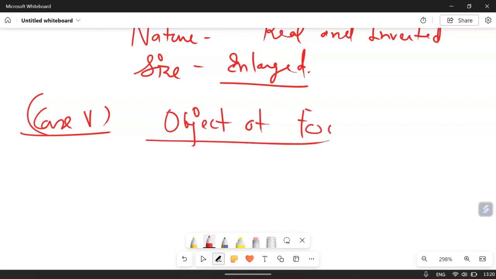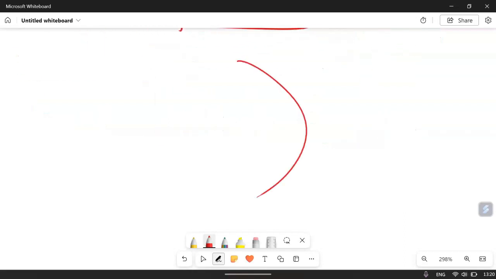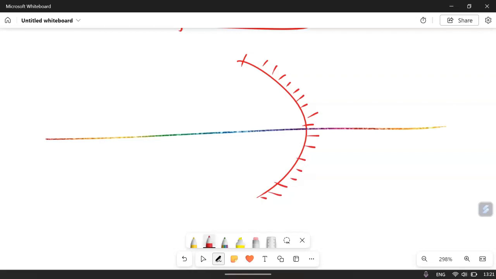Object at focus F. Now what we need to do, we will need to draw the concave mirror first. This is your concave mirror. Okay, draw the principal axis. This is your principal axis. Draw here P, F, C. Now what you need to do, put an object at focus. This is your object at focus.